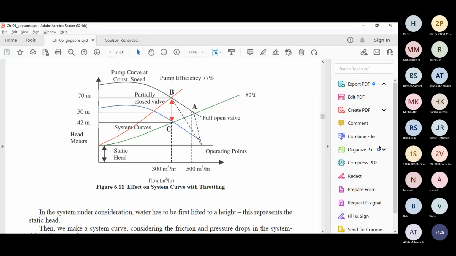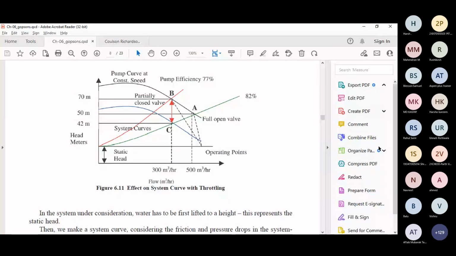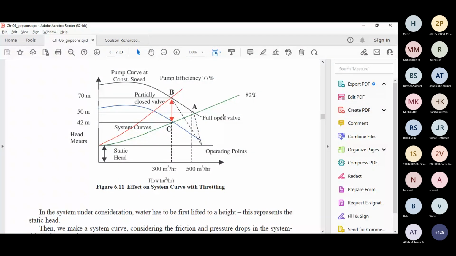So basically now what happens, I will shift from point B to point C. Now point C is lying on the green line. It means it is 82% efficiency, but my head will be reduced, right? You can see I'm getting 42-meter head at point C. At point B and point C, my flow rate is the same, 300 meter cube per hour. But at point C, my head is 42 meters and at point B, it is 70 meters.